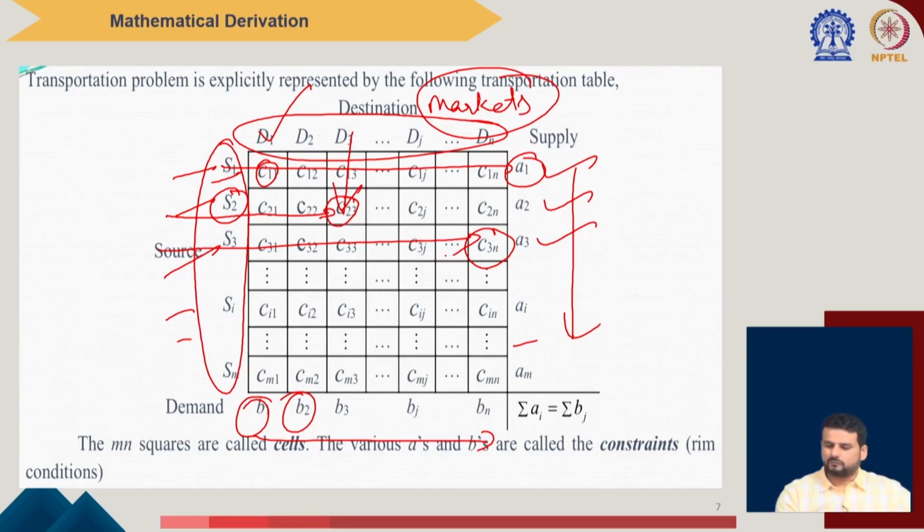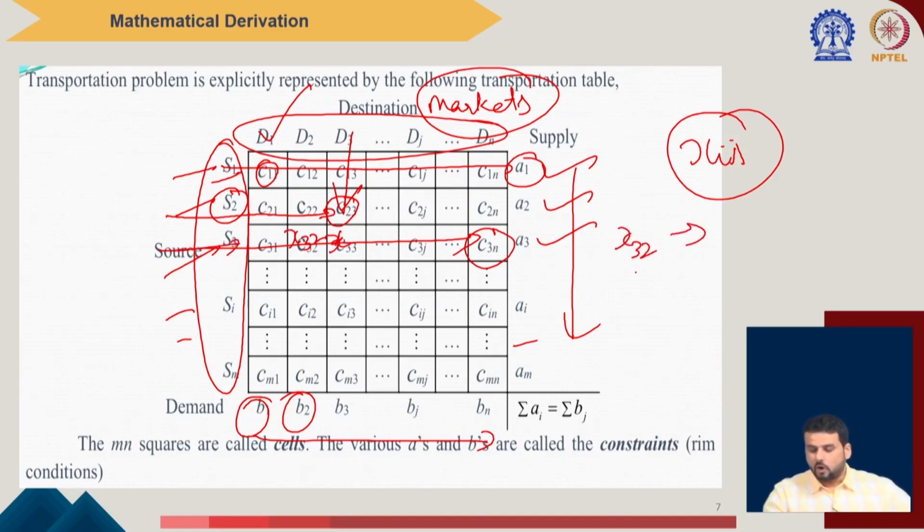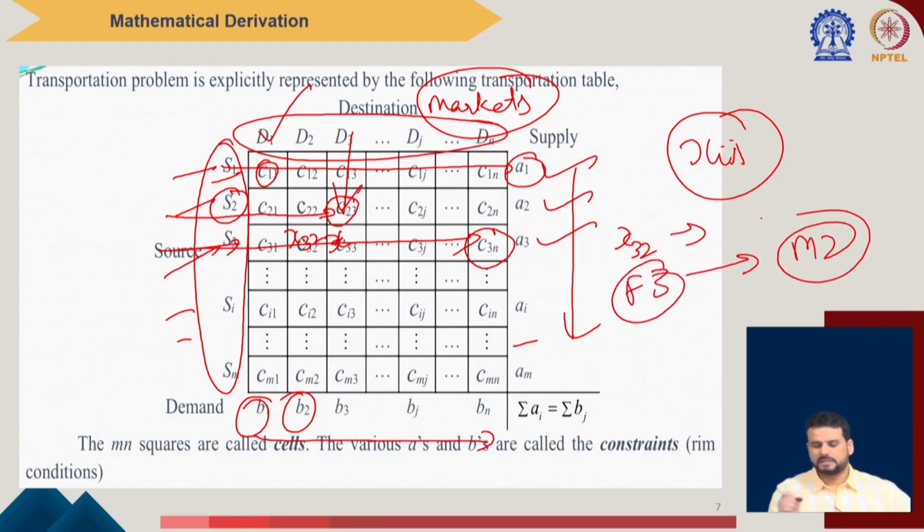The decision variable is, let us say, Xij. For example, X32 represents how many units I am shipping from factory 3 to market 2. This will represent the number of units. So by solving this linear programming problem, we will decide how many units we will ship from factory 3 to market 2.